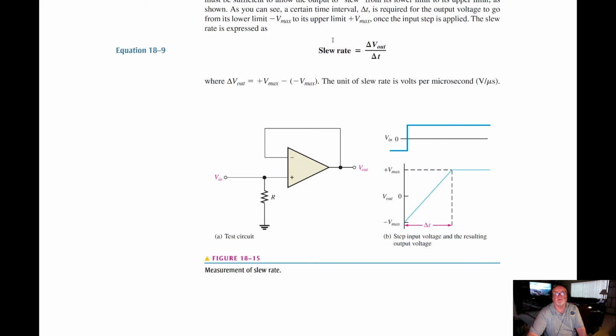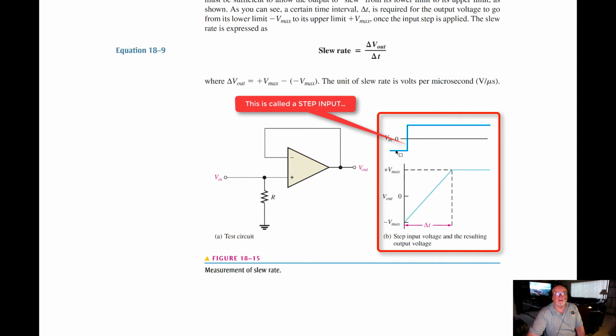How do we calculate it mathematically? Well, the slew rate is the change in the output voltage over time, and we can see that by the graphs. Delta V out is the maximum minus the minus max. Again, it's going to give you a sum there because of the change in sign. The unit of slew rate then is volts per microsecond.